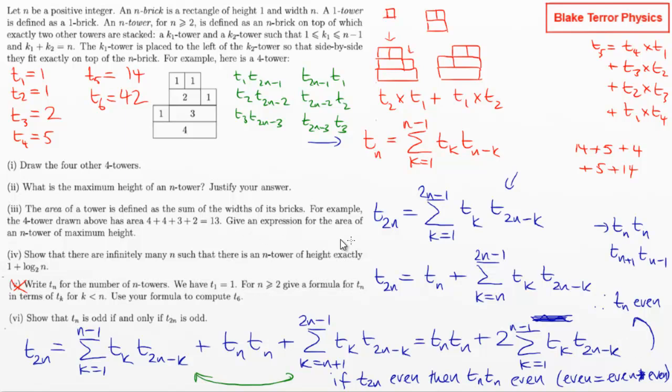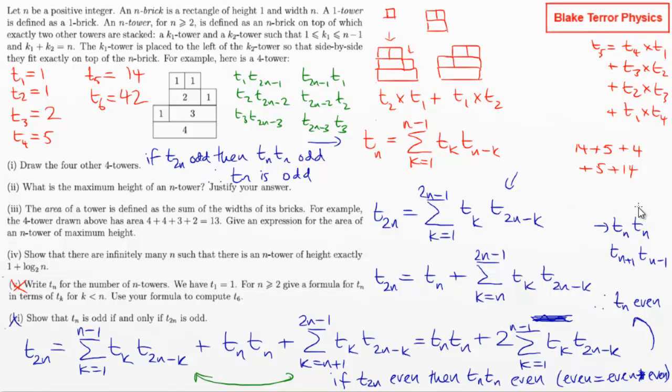We need to do a similar thing. So if you had space at the bottom of the page, just keep it right in there. We can say if t2n is odd, then tn is odd for the same reason. Odd equals odd plus even. Therefore, tn is odd. Right, okay, that was another stabbing in the dark one.